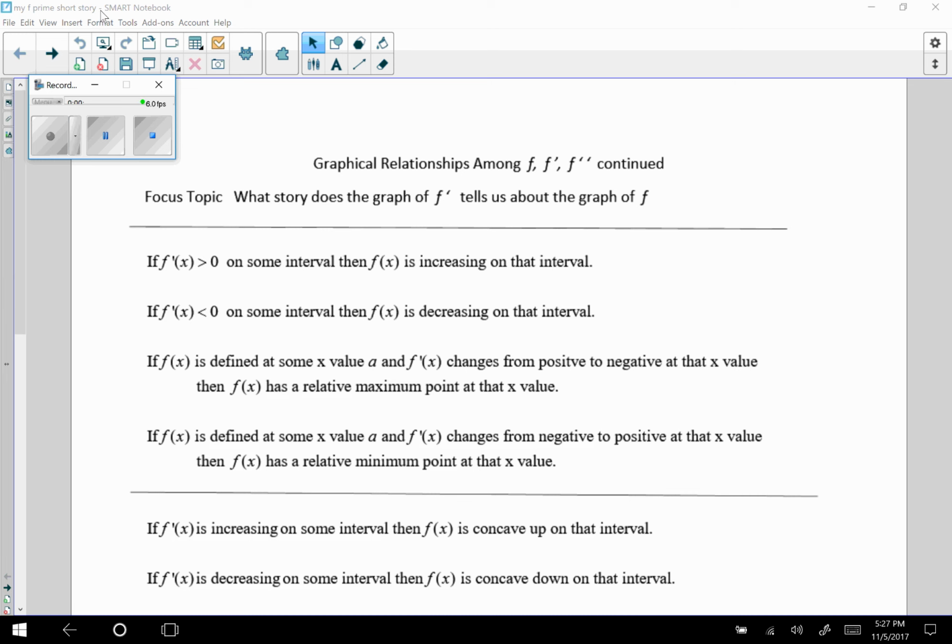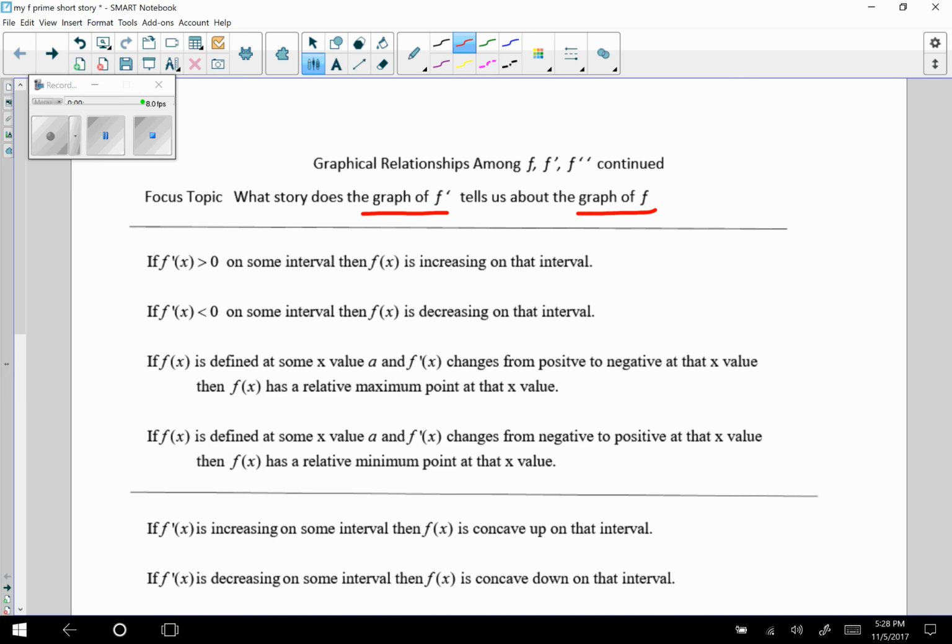This video is going to continue our discussion about what the graph of f prime tells us about the graph of f. Many times on the AP test, you're going to be given the graph of f prime and asked to answer some questions about the graph of f. This is a shortened version of the notes that we have previously received.